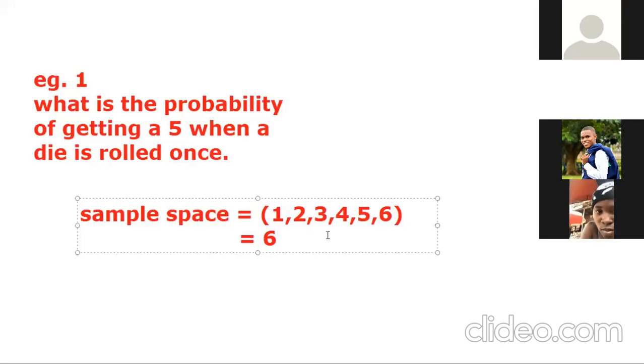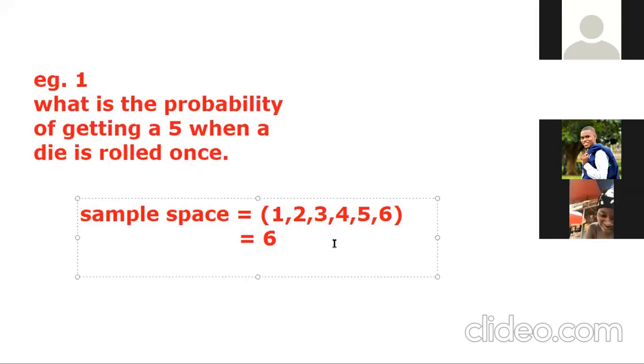Rolling a die, that's when you are playing Ludo. When you are playing Ludo and you roll a die, what is the probability of getting a 5 when you roll that die? These are the outcomes that you'll be getting. Either you'll be getting a 1, a 2, a 3, a 4, a 5, or a 6. When 1 comes out, we know that we got a 1. When 2 comes out, we get 2. When 3 comes out, we get 3. When 4 comes out, we get 4. When 5 comes out, we get 5. When 6 comes out, we get 6. Now, the total number of outcomes in this sample space is 6.